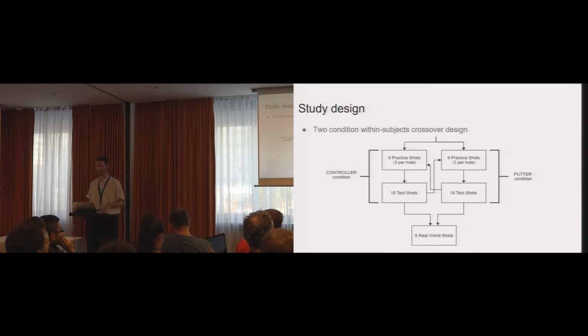Each group tried their first condition by first doing 9 practice shots so they could get used to the system. Not necessarily to practice golf, but to practice what the controller would feel like and how they would use it. Then they would take 18 test shots, which is the data we use to analyze their performance. Then they switched over to the other condition and did the same thing again. Afterwards, they took 6 real-world shots as a baseline. We also had a few surveys before and after to measure their opinions on the system and their background information.